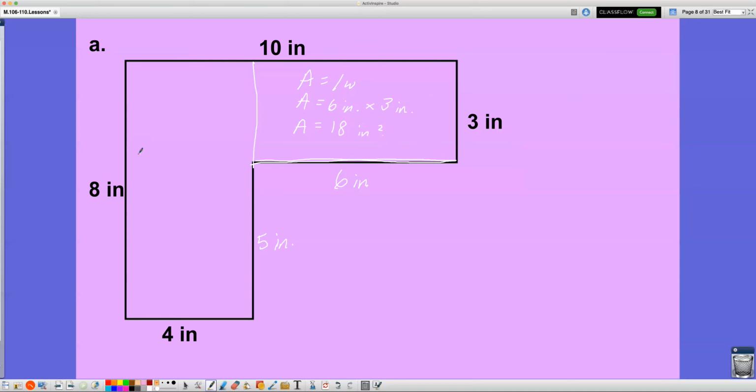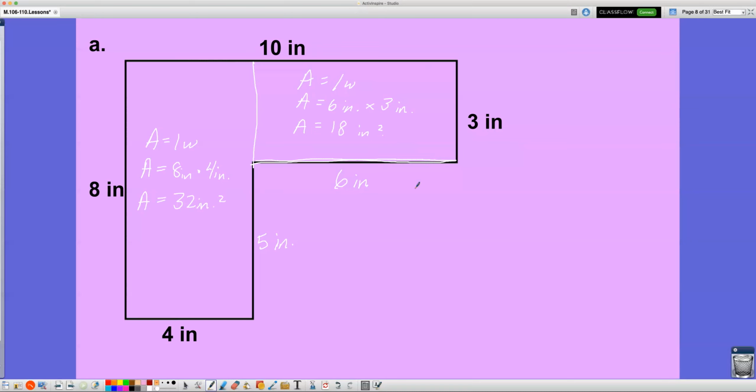Now I also need to determine this one. This one is the same formula, area equals length times width. And this one would be the area equals 8 inches times 4 inches right there. And that means that the area of this particular rectangle is 32 inches squared.